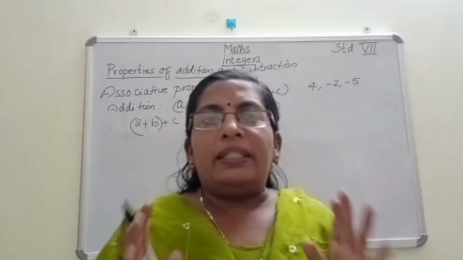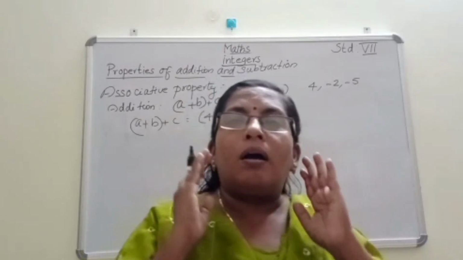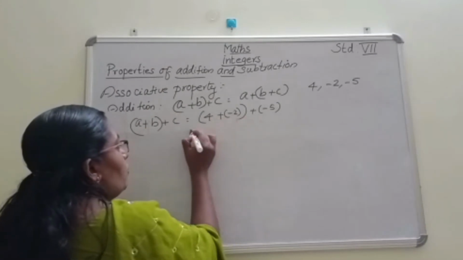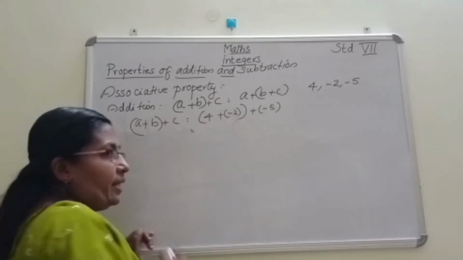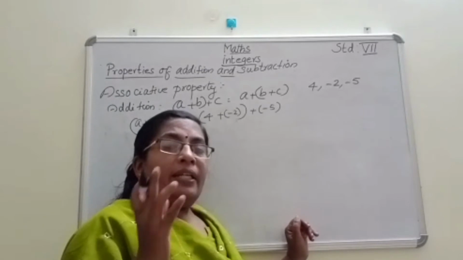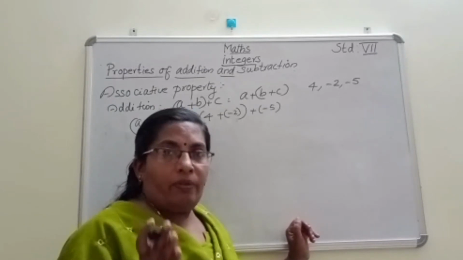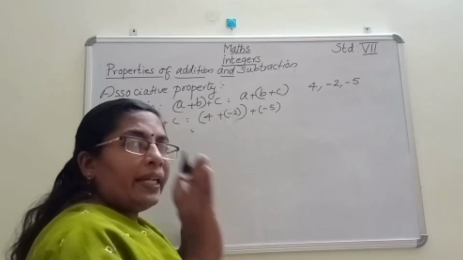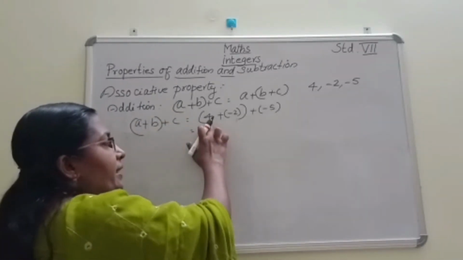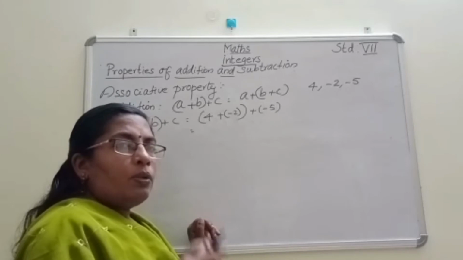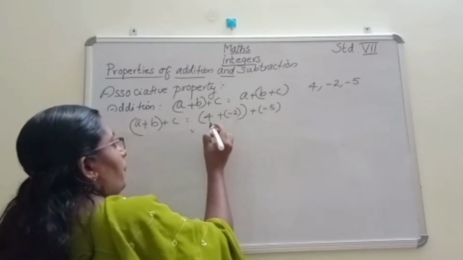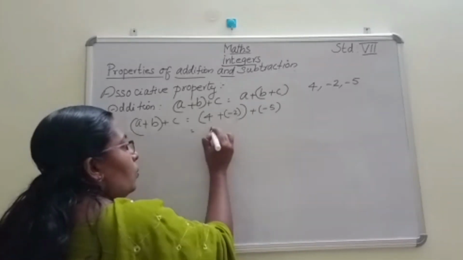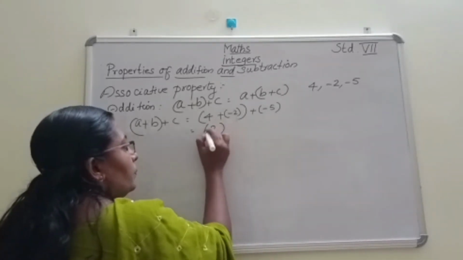We must first find the value of the numbers inside the bracket. So find it. 4 plus minus 2. That is different sign. Is it? In addition, different sign comes. What we want to do? If it is different sign, what will we do? Write the greater number sign. Here which is the greater? 4. So sign is plus. Then subtract the numbers. 4 minus 2, 2. This one.